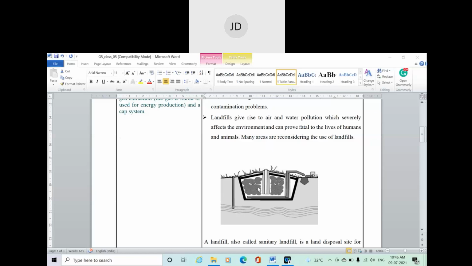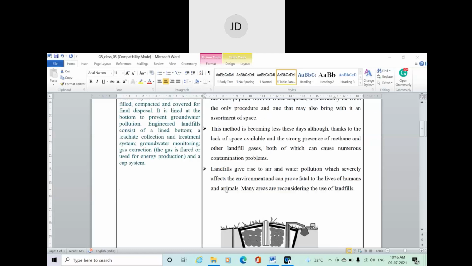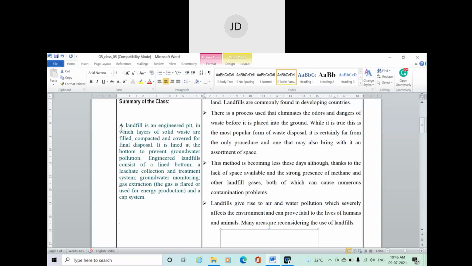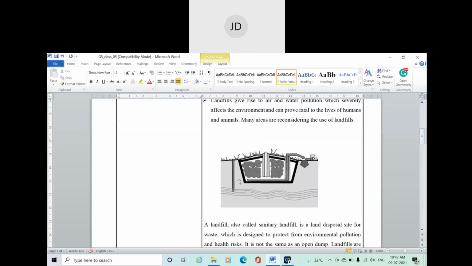Fine. So anyway, a landfill is an engineered pit. Why is it called an engineered pit? Because it requires design, a special design. That means design of the total size, or you can say volume, of the landfill, thickness of this liner material, and what material you are going to use as an impervious layer. All these things matter.